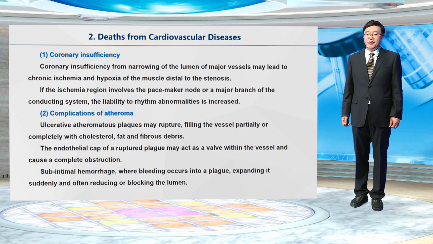2. Ulcerative atheromatous plaque may rupture, filling the vessel partially or completely with cholesterol, fat, and fibrous debris. The endothelial cap of the ruptured plaque may act as a flap within the vessel and cause complete obstruction. Subintimal hemorrhage, where bleeding occurs into a plaque, expands it suddenly, often reducing or blocking the lumen.